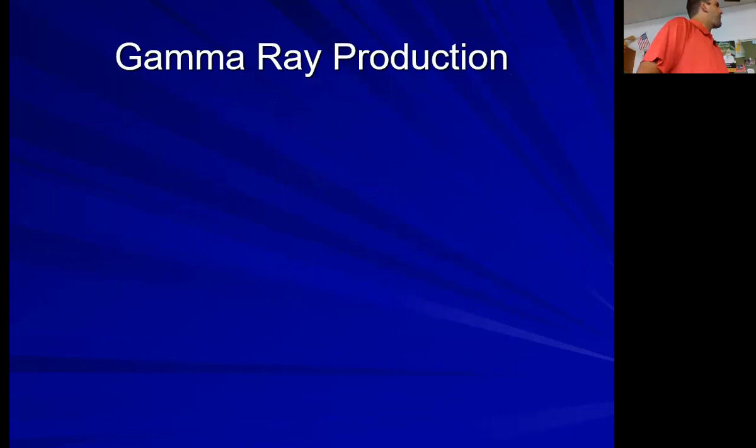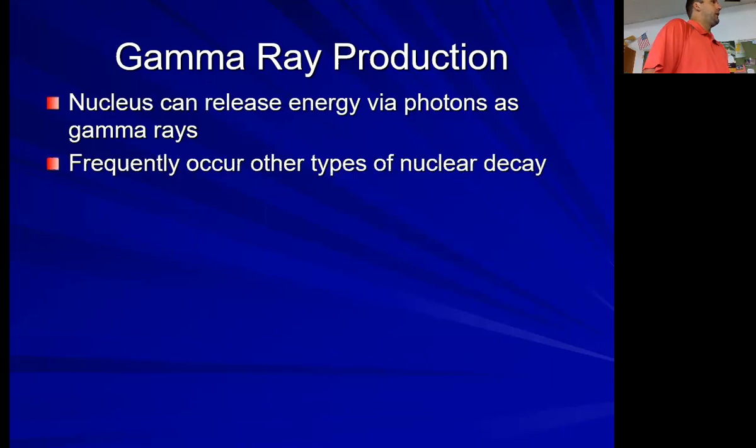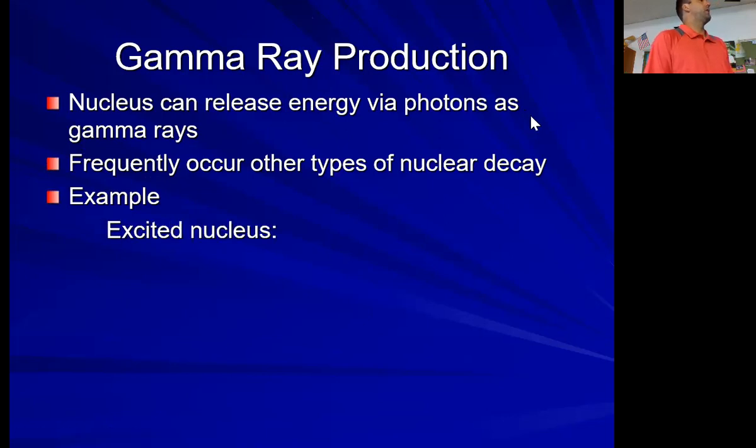What's the mass of a gamma particle? What's the atomic number of a gamma particle? 0. So does anything change other than you writing 0, 0, γ? Nope. Okay. It releases energy. It frequently occurs with other types of decay.